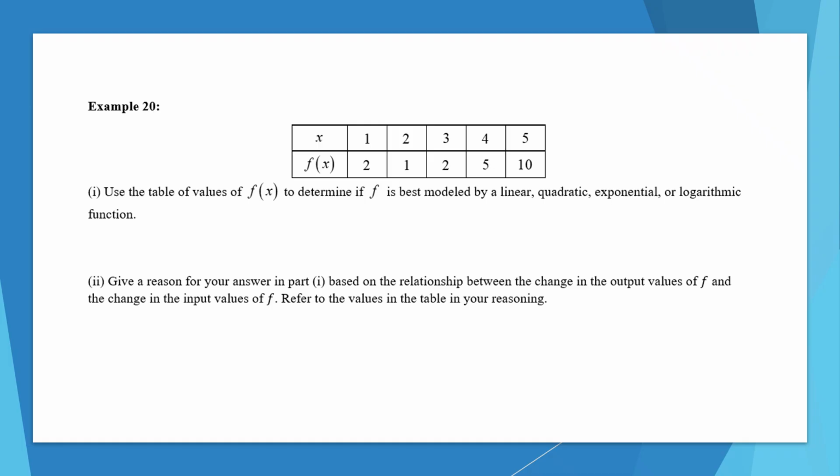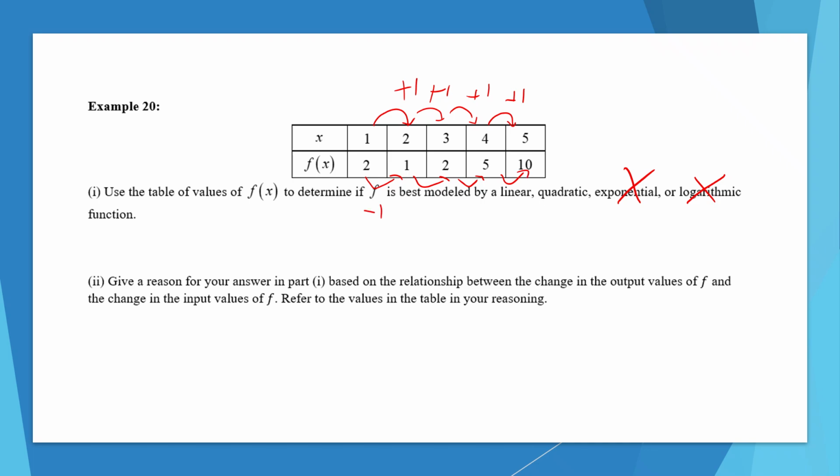All right, so example 20. You use the table of values to determine if f is best modeled by linear, quadratic, exponential, or logarithmic, and then explain why. So here I'm taking a look and I see plus 1, plus 1, plus 1, plus 1. So I can rule out logarithmic right away, just because the inputs are equally spaced. And now let me take a look at this. I don't really see a nice multiplication rule, so I'm probably going to eliminate exponential. But if I get that it's not linear or quadratic, I'll go back to exponential as a possible answer.